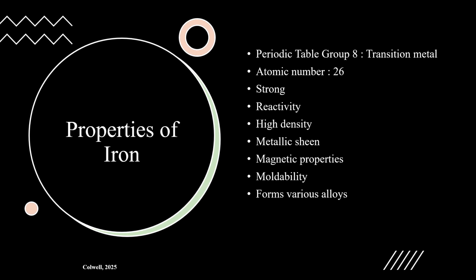The properties of iron are as follows. In the periodic table, it is in group 8, which is transition metals. The atomic number is 26. It is strong. It has a high reactivity and high density. It does have a metallic sheen. It also has magnetic properties. It is moldable, and it forms various alloys, especially with carbon. And these particular alloys come in varying degrees.